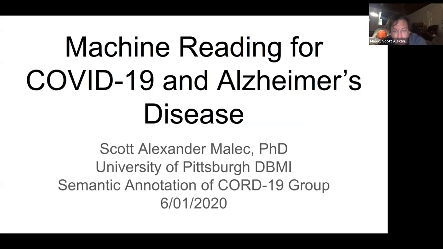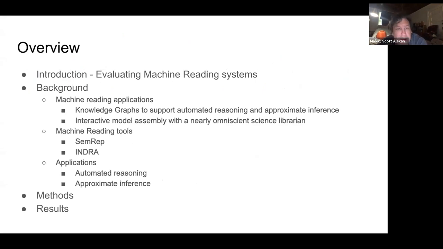So without further ado, this is the outline of my talk today. I don't have a whole lot of results. I'm still trying to figure out what it is that I am trying to do with all of this. What I'm going to be discussing today is the use of machine reading systems. And my goal in the presentation is to introduce these reading systems to you.